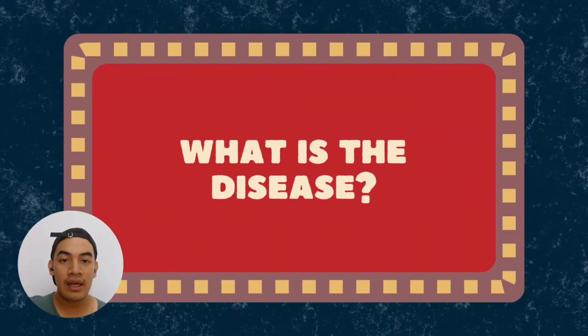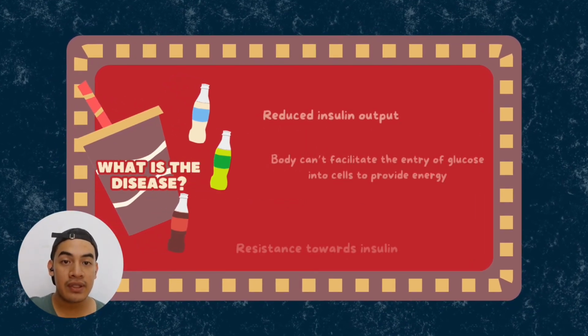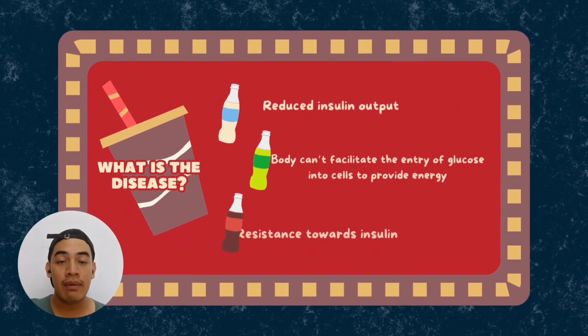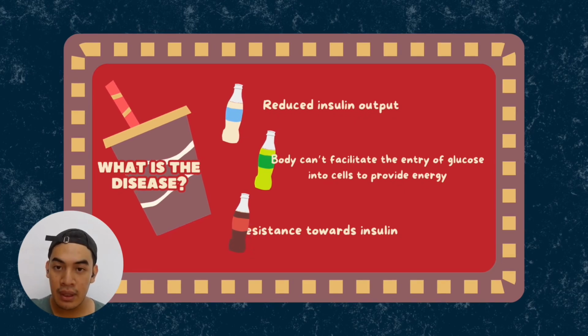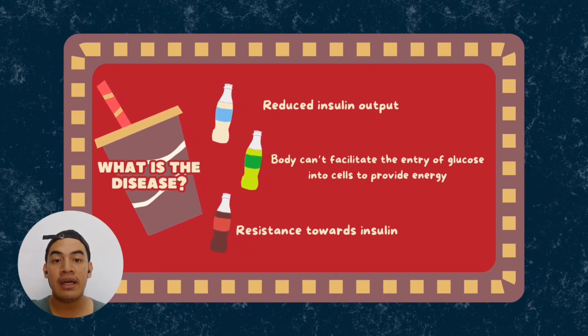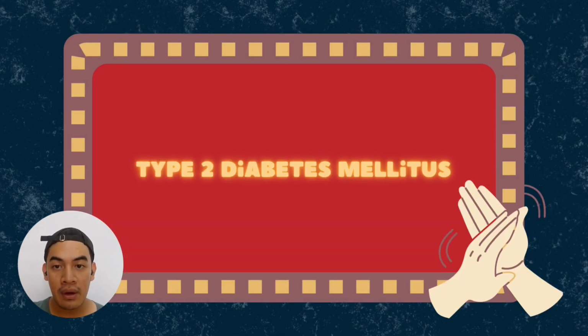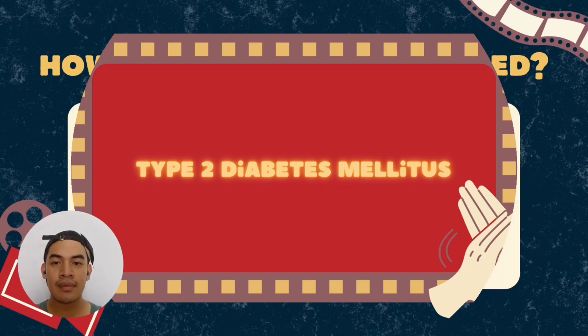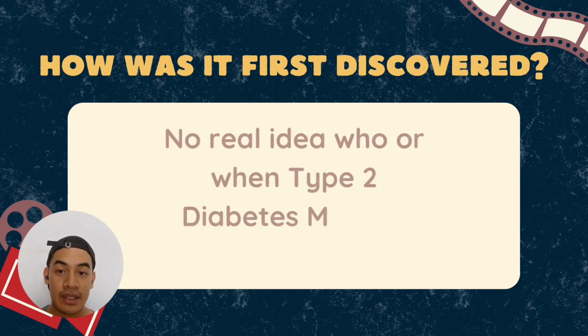Now we are going to go in depth about what the disease really is. This condition calls for a reduced insulin output. This means that the body cannot facilitate the entry of glucose into the cells to provide energy. In short, there is a resistance to insulin. Because we are talking about a condition where insulin resistance affects glucose uptake, we are talking about type 2 diabetes mellitus.